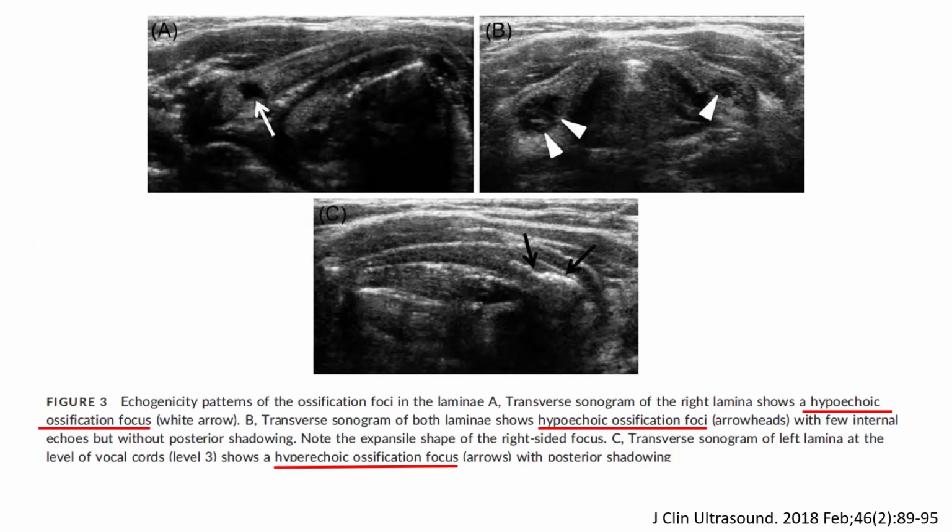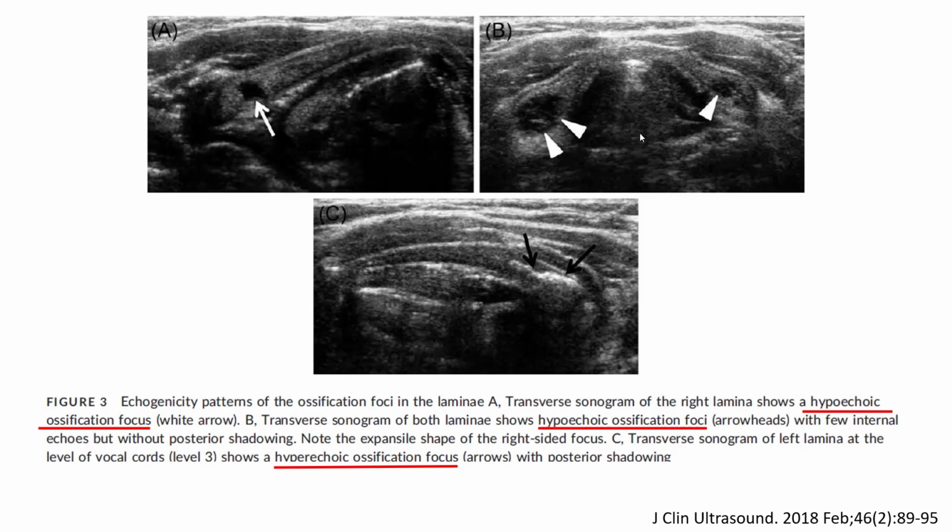On ultrasound, endochondral ossification of the thyroid cartilage may appear hypoechoic internally, or it may appear hyperechoic, as shown here. It may show expansile features, but not always.